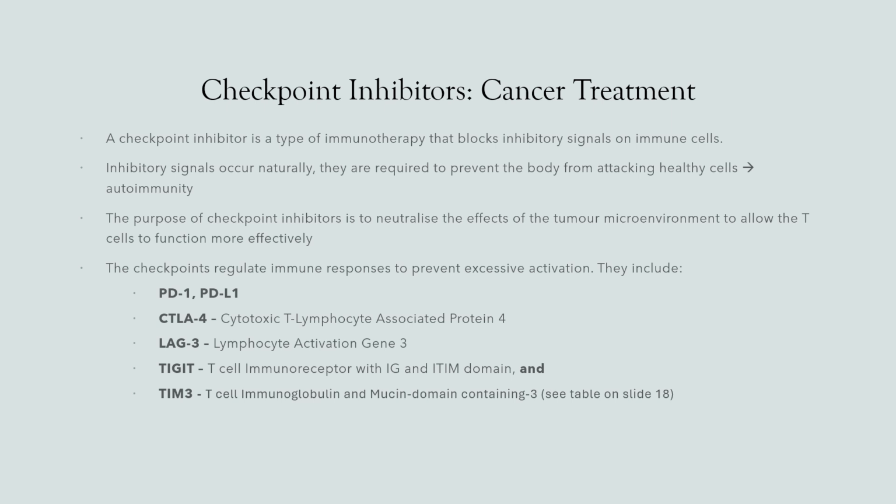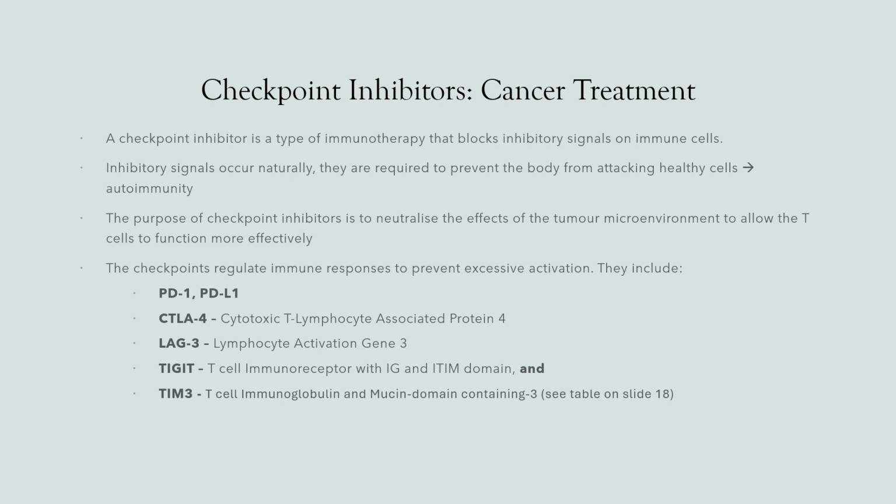CTLA4, that's cytotoxic T lymphocyte associated protein 4. There's another receptor, which is the CD28 receptor, which binds to B7 molecules on the antigen presenting cells. The antigen presenting cells are like dendritic cells, and they have to get this CD28 binding to the B7 molecule, and it's this co-stimulatory requirement.